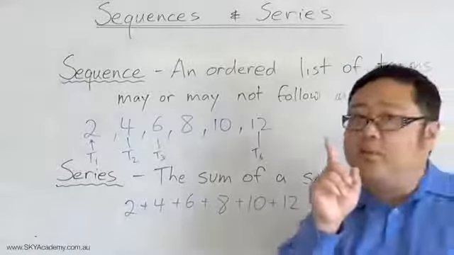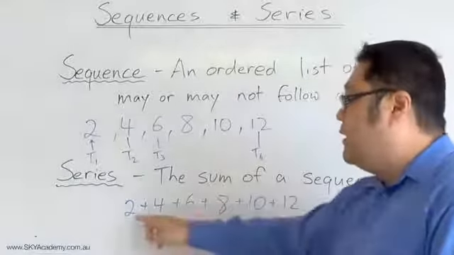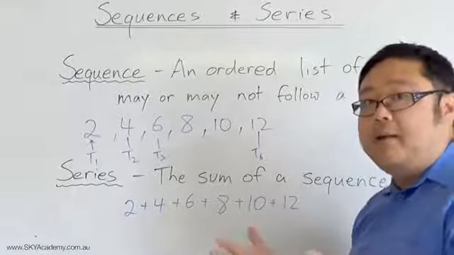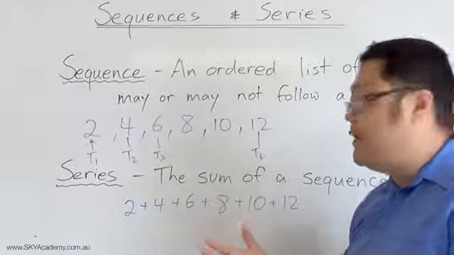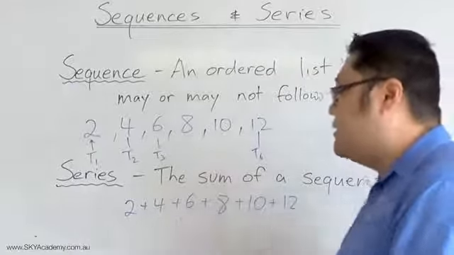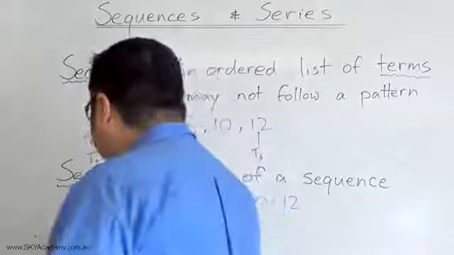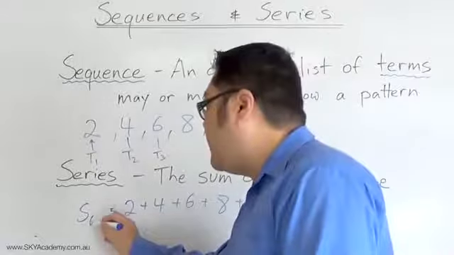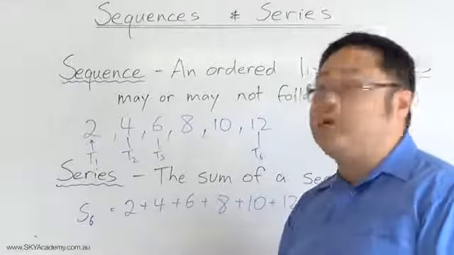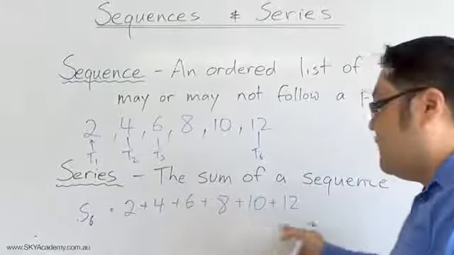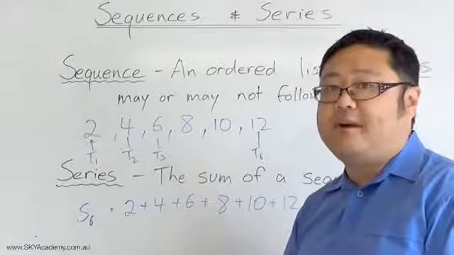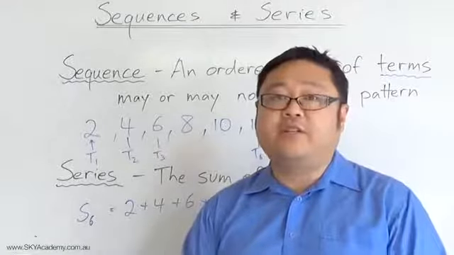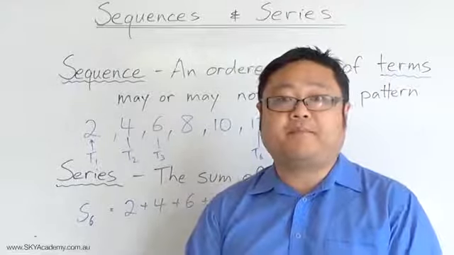But let me just go through one other thing about series. Each of these terms added up make a series or a sum. And we denote that series with an S, and because there are 6 terms, we would call that S6. And the reason why we would call that S6 is because we're adding the first 6 terms. Okay? Good. Well, I hope that gives you a good introduction to what sequences and series is all about.